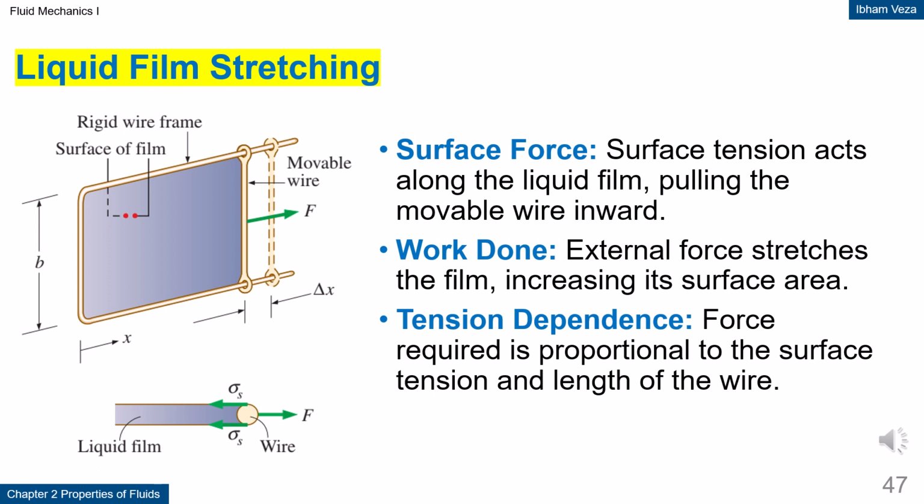Liquid film stretching. In a liquid film, surface tension acts along the surface and pulls the wire inward. To increase the surface area, an external force must do work. The magnitude of the required force is proportional to the wire length and the surface tension value. This experiment shows how surface tension can be measured. The concept of work and surface energy becomes very clear through this illustration.